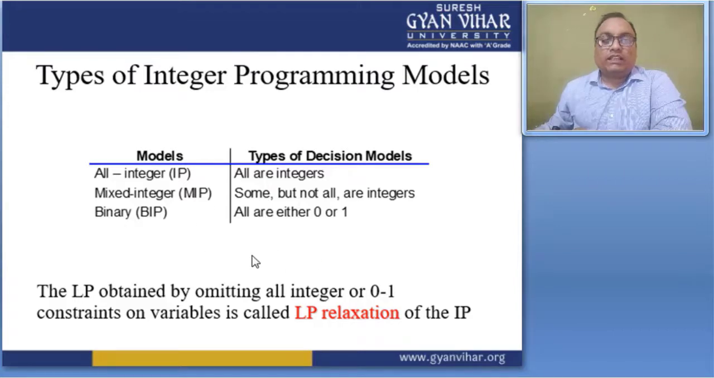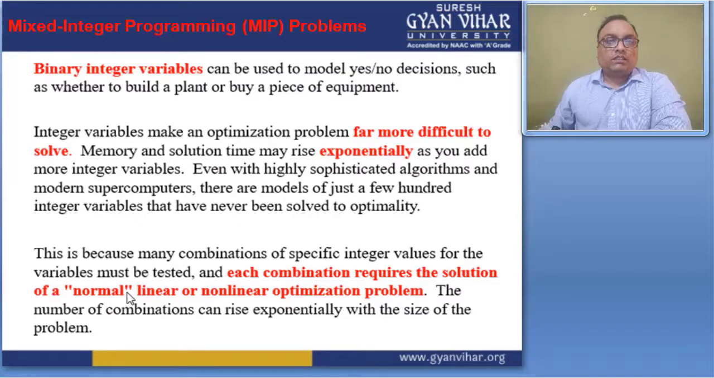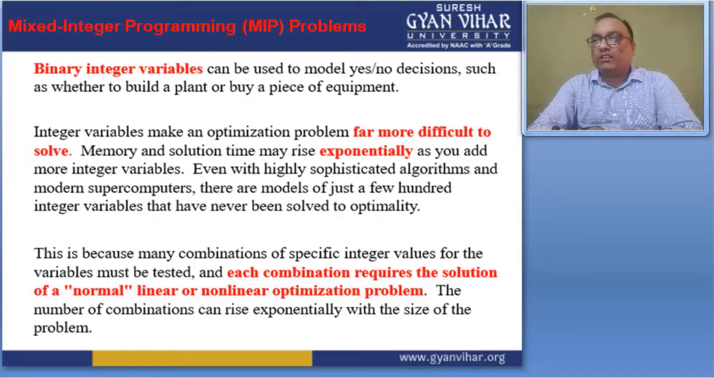And for the other case, there is the mixed integer programming problem. In this type of case, we use binary integer variables, and for this model, yes or no decisions are used, such as whether to build a plant or buy a piece of equipment. So these types of variables are used here.